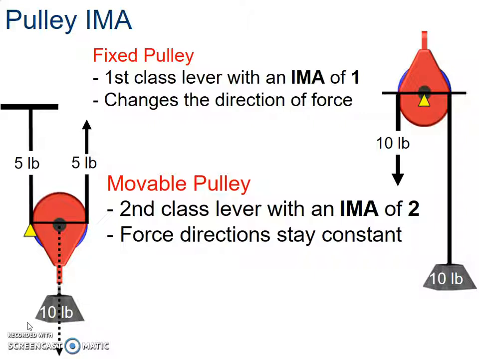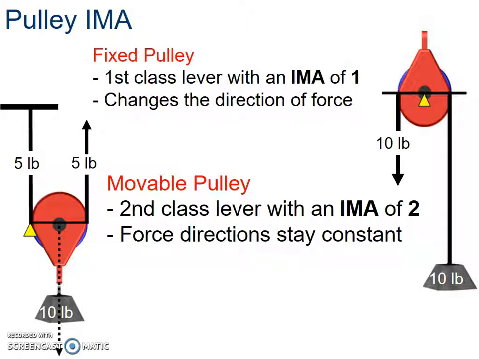The first kind are fixed pulleys. They are fixed in place. They're attached to something, such as the ceiling. This will only change the direction of the force. The second kind are movable pulleys. This is where you will actually experience a mechanical advantage.